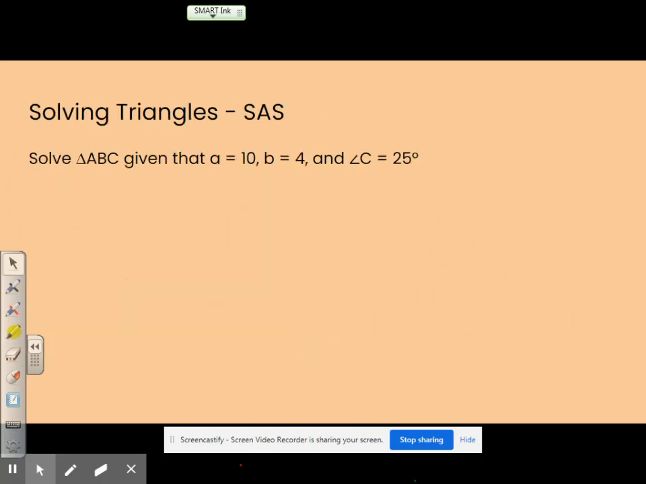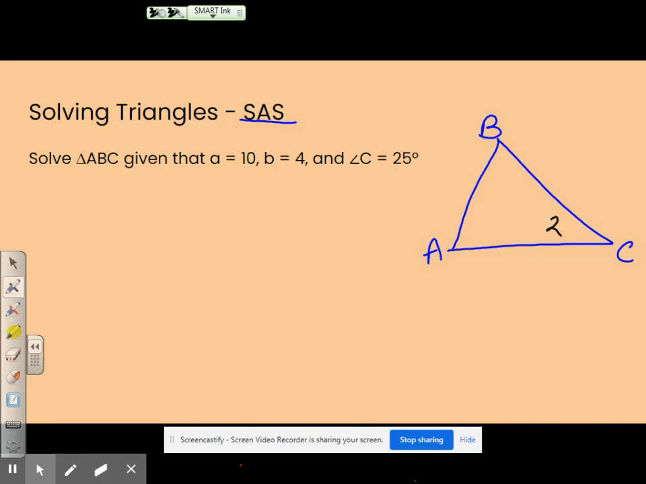All right. If I want to solve a triangle, specifically in this case a side, angle, side triangle, first and foremost, we are going to draw our triangle out and we're going to label our angles. I see that the angle C is 25 degrees, our side B is 4, and our side A is 10. Remember that if I'm solving a triangle, I'm looking for all of the pieces and parts. So I'm looking for my angle A, my angle B, and my side C.